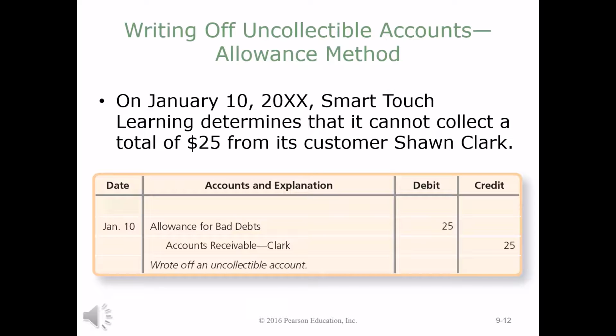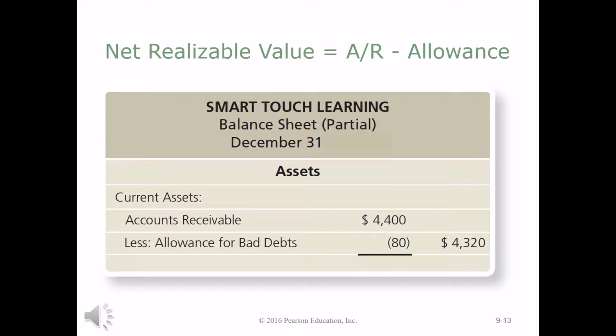We're just going to take that amount out of the accounts receivable account by crediting it, and we're going to set that up in the Allowance for Bad Debts account. That's going to essentially come out of that $80 that we originally posted there as an estimate. This is what our balance sheet looked like right after we made our journal entry to estimate the allowance for bad debts, essentially saying that we would now be able to collect $4,320 of our accounts receivable.